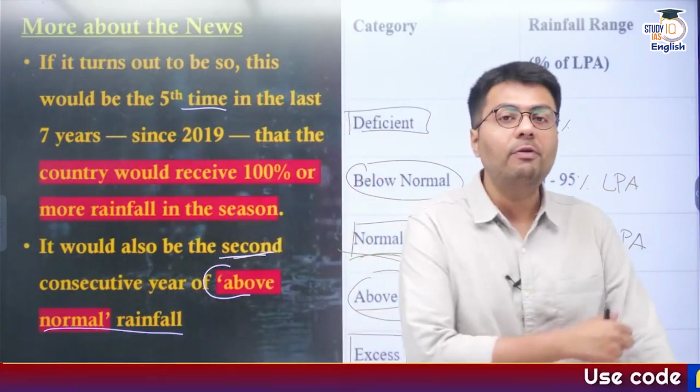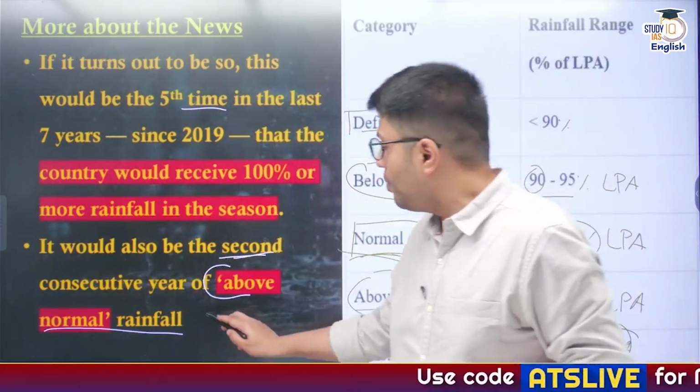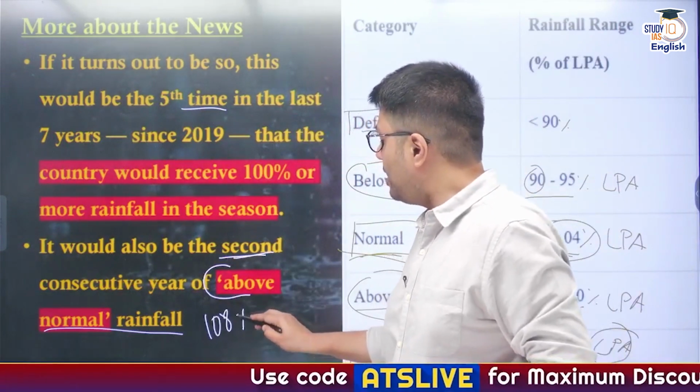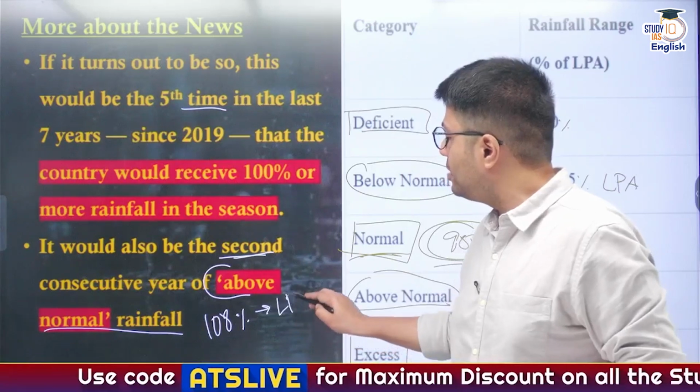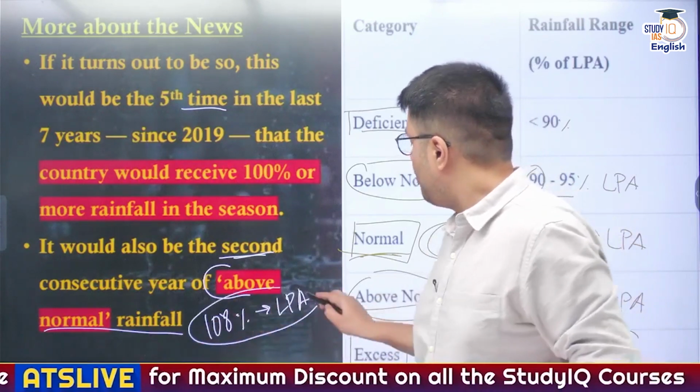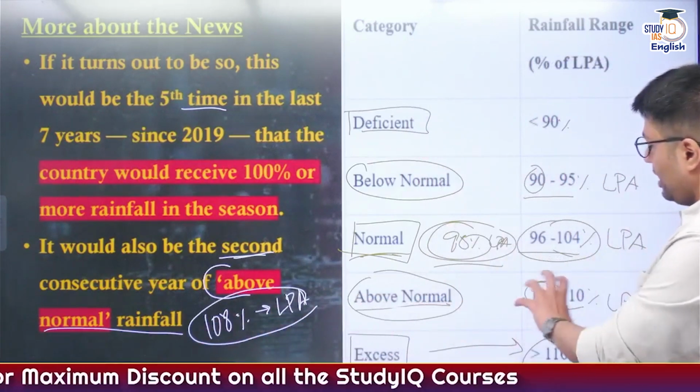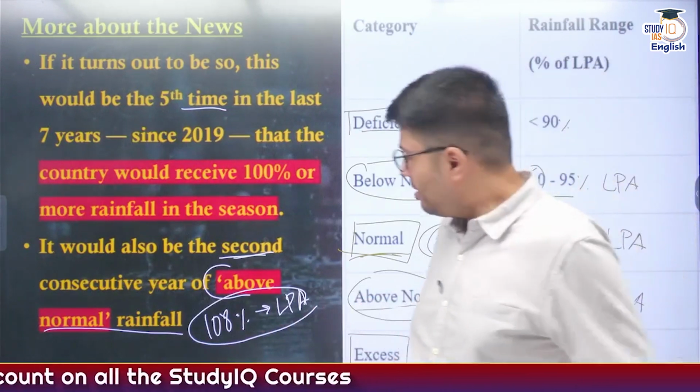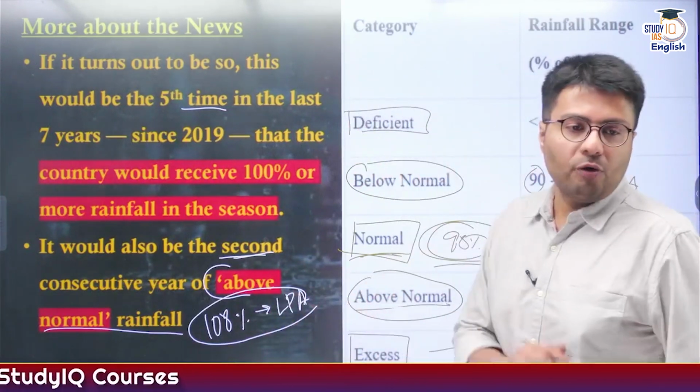Now, what you have to understand is that IMD has also said that this will be the 2nd consecutive year when India will witness above normal rainfall. If you can recall, last year, India's rainfall was 108% of long period average, which is in this particular category between 105 and 110. That is why it was above normal rainfall.